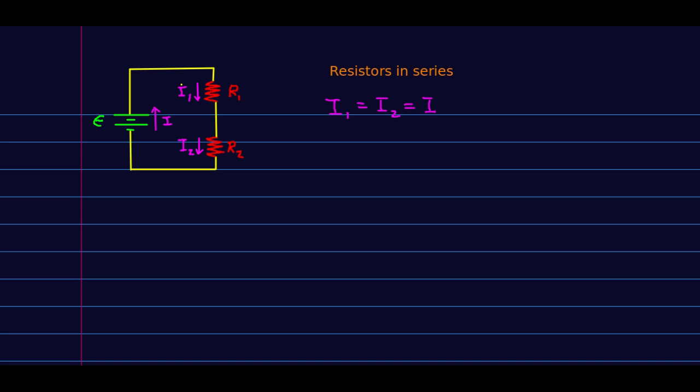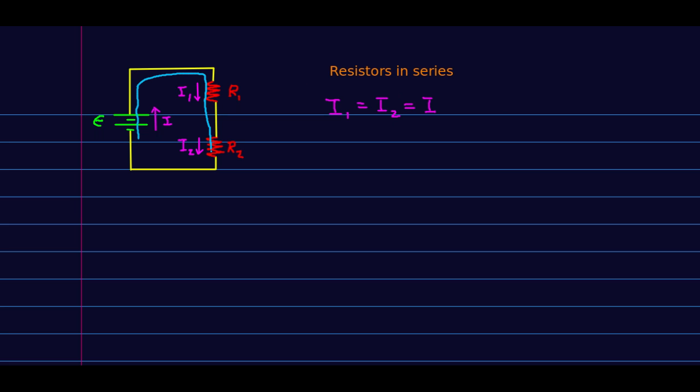While I've written I1, I2, we know for things in series, whatever current goes through this all has to proceed to flow through this. And so all three of these currents are the same. And we're now going to use that to figure out a way to simplify this circuit. So think about how Kirchhoff's loop law will play out.